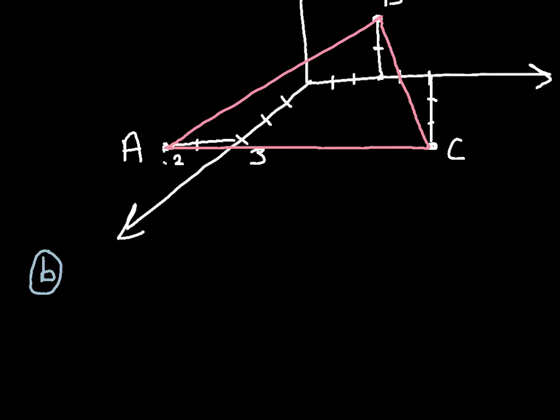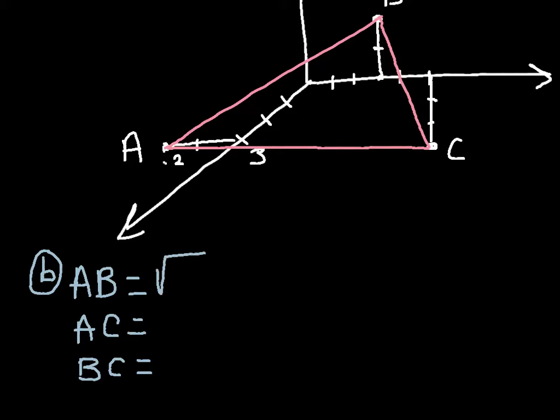To determine if the triangle is acute, obtuse, or right, I need you to find the distance from A to B using the distance formula, the distance from A to C, and the distance from B to C. I did that ahead of time, and let me tell you what I found those distances to be. Distance from A to B is square root of 38. The distance from A to C is square root of 67. And the distance from B to C is square root of 29.